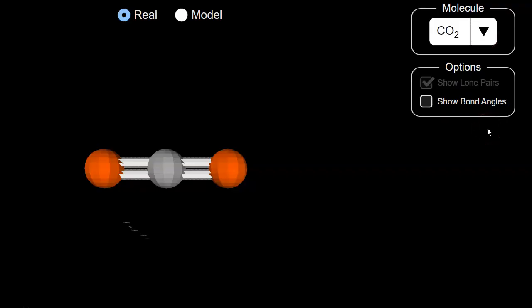Here's a model of a carbon dioxide molecule. Carbon's the gray circle in the middle, and the orange circles are oxygen atoms. Carbon's connected to each oxygen with double bonds. You'll notice that because all of the electrons are in those double bonds, there are no unshared pairs on the carbon. This creates a linear molecule. The bond angle is 180 degrees.